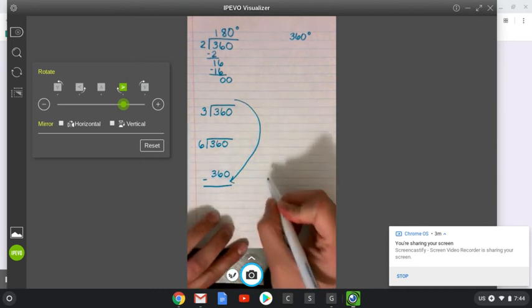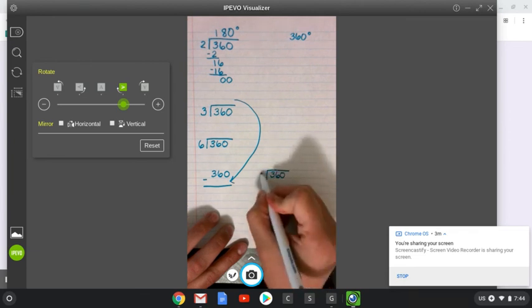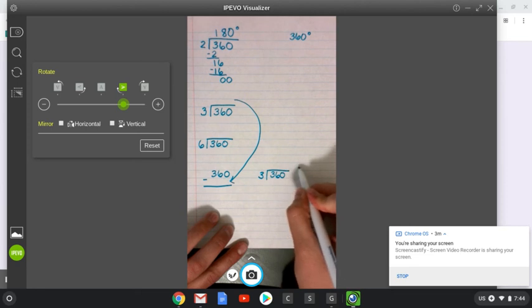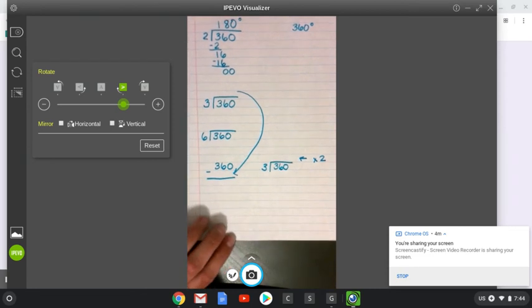If that's a little bit confusing why I did that way, you can divide 360 by the 3 pieces, and then when you have this answer, multiply it by 2 for the 2 pieces of that same circle, okay?